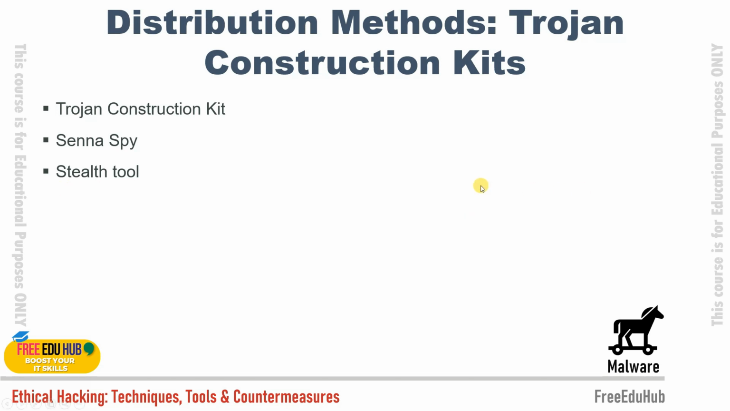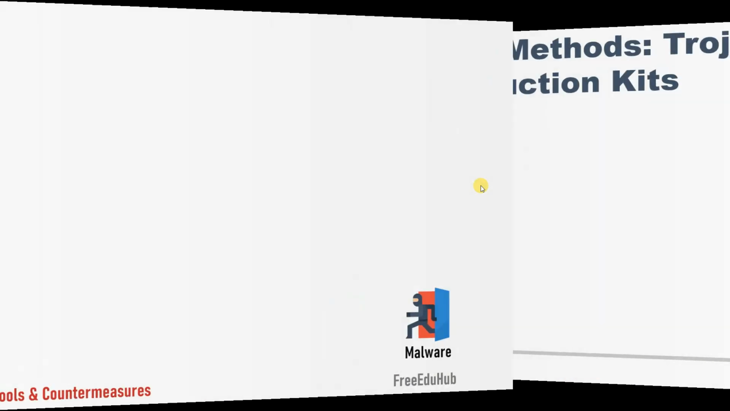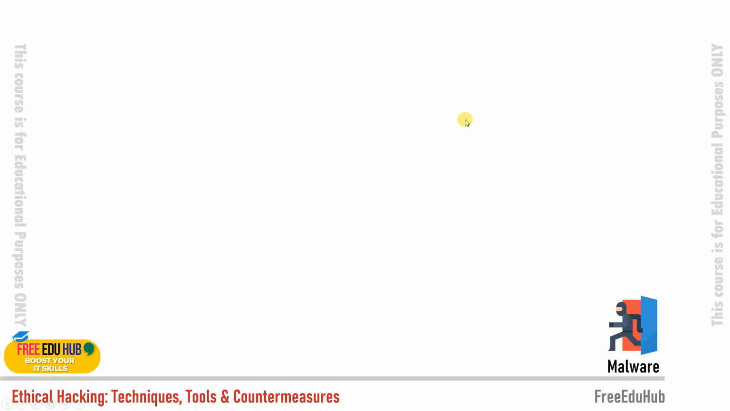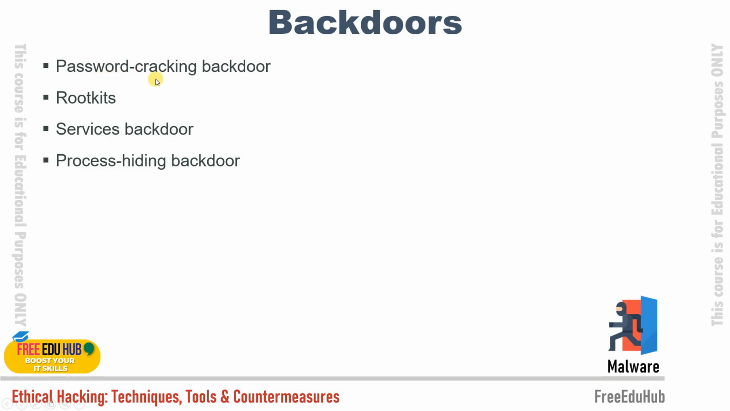Now we'll be talking about backdoors. Backdoors help in password cracking. There are rootkits, service backdoors, and process hiding backdoors. Many attackers gain access to their target system through backdoors. The owner of a system compromised in this way may have no indication that someone has even penetrated the system.